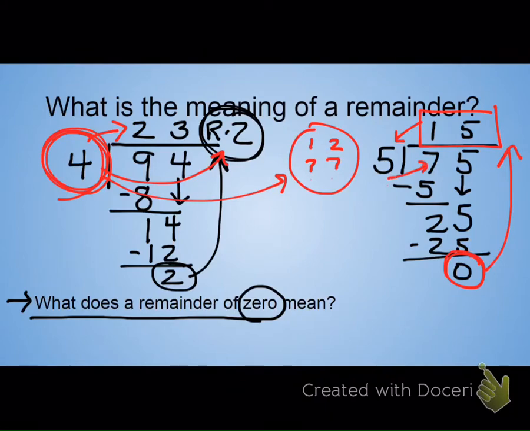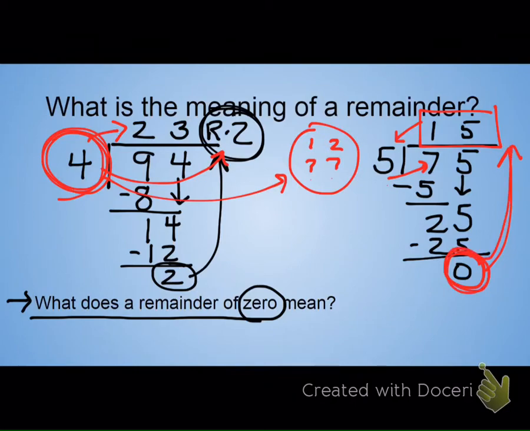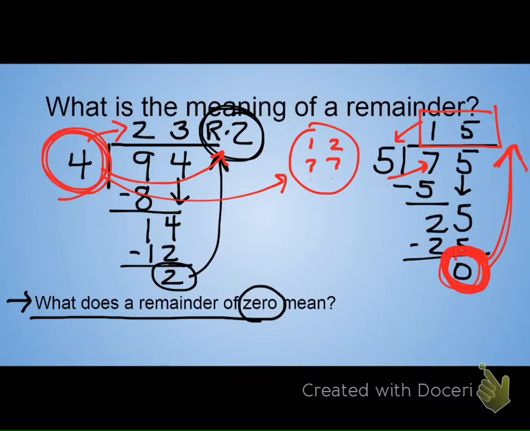And we could take, for example, money. Let's say I had $75 and I was putting it into 5 different piles. There would be $15 in each pile. And since I have a remainder of 0, there would be none left over. There would be no money left over after I split it into groups of 5. That's all that a 0 remainder tells us: there is nothing left over. We've used all of our units.